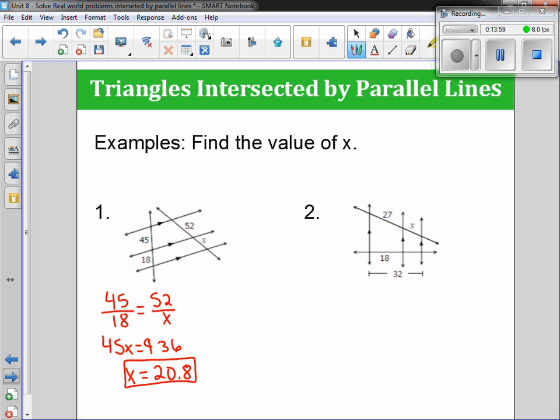In number 2, I'm actually missing this space right here that I need to find first by subtracting 18 from 32, and I know that this becomes 14. So now I have all of my proportional pieces. 27 is proportional to x, and 18 is proportional to 14. So when I cross multiply, I have 18x is equal to 378. And when I divide by 18, x is equal to 21.